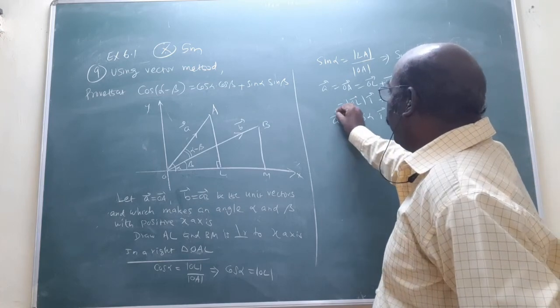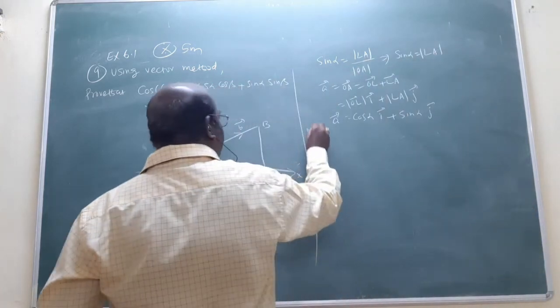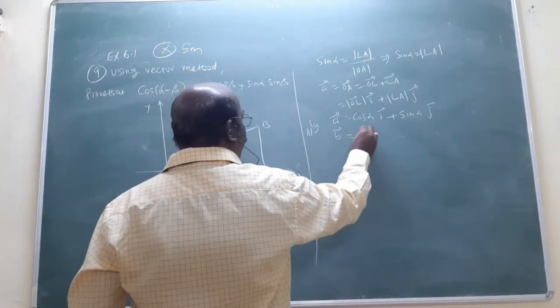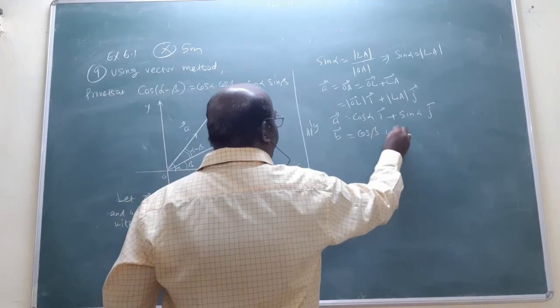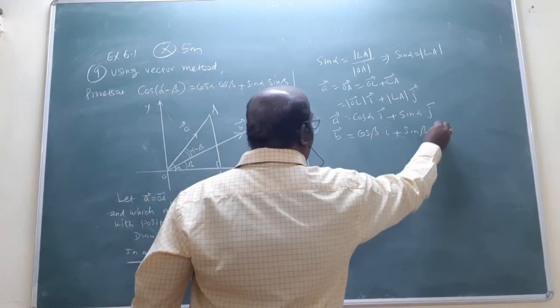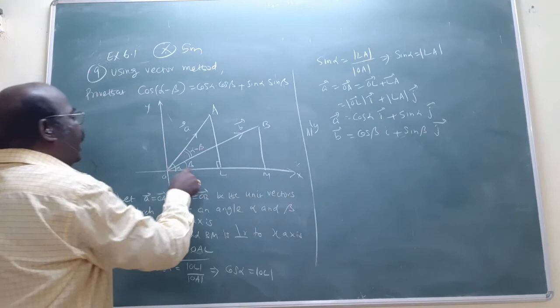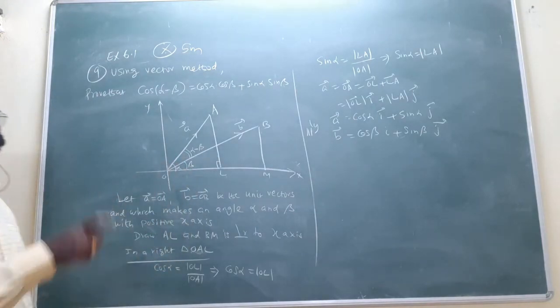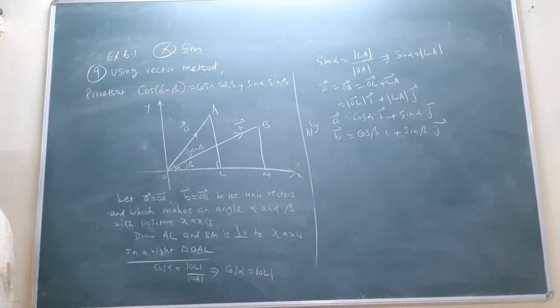Similarly, you will find the B vector equals cos beta into i vector plus sin beta into j vector. In the next triangle, angle beta is involved; the same procedure. You must find the value of the A vector and B vector. It is very, very important. From the diagram, with some construction, you will find A equals cos alpha i plus sin alpha j, and similarly B equals cos beta i plus sin beta j.